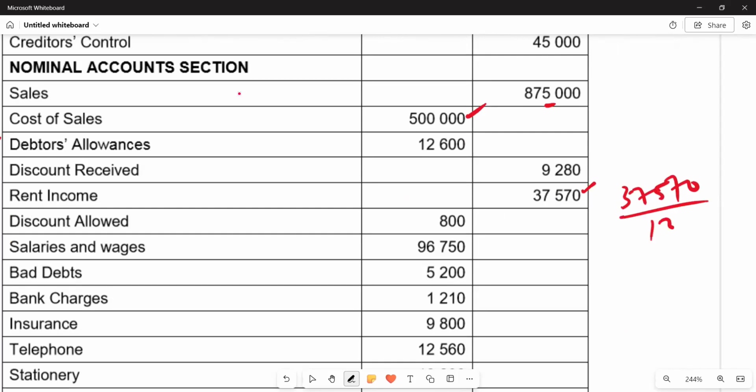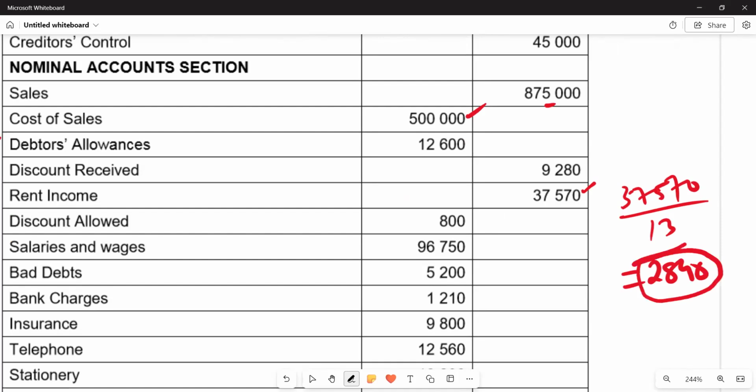And then we're going to divide by 13 to get the monthly one. So if you say 37,570, you divide by 13, you're going to get your 2,890. So we are saying 2,890 is the monthly one. So this is going to apply also for March.